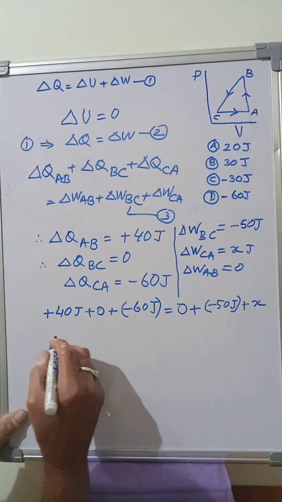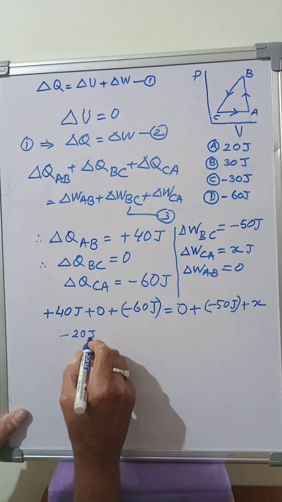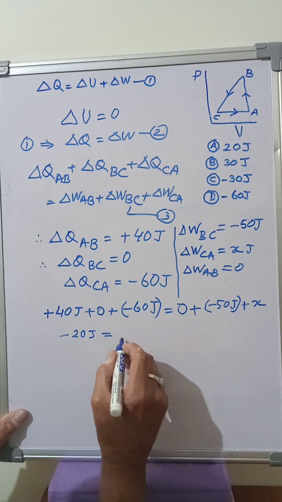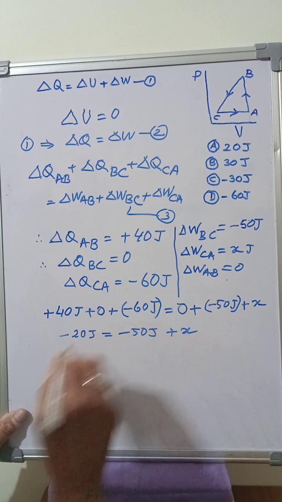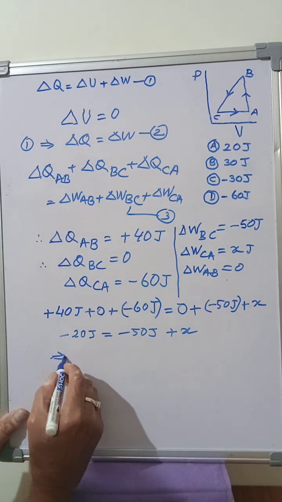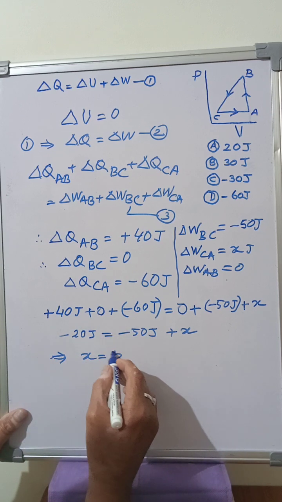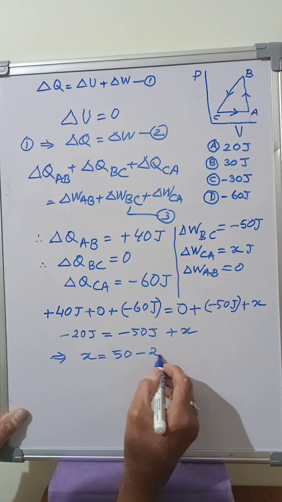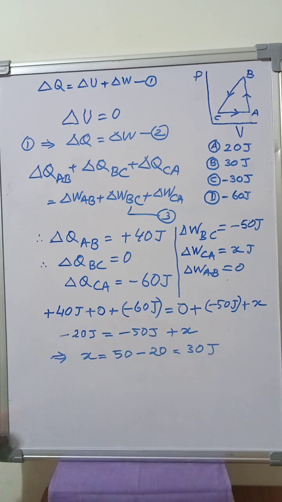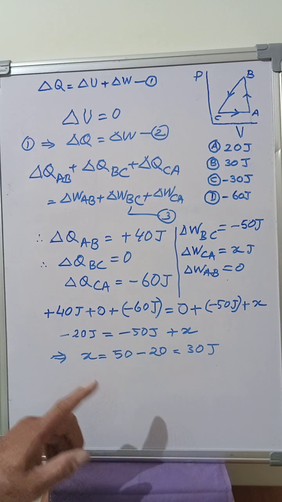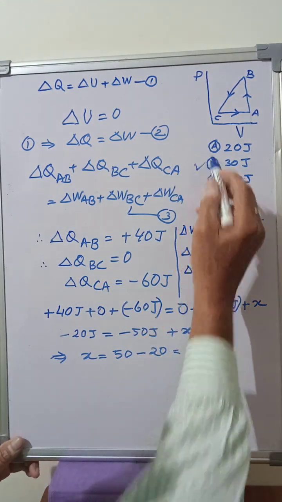Therefore, you can write that 40 minus 60 is minus 20 joules is equal to minus 50 joules plus X. This implies that X is equal to 50 minus 20, which is 30 joules, which is the answer to the question. Therefore, the correct option is B. B is the correct option.